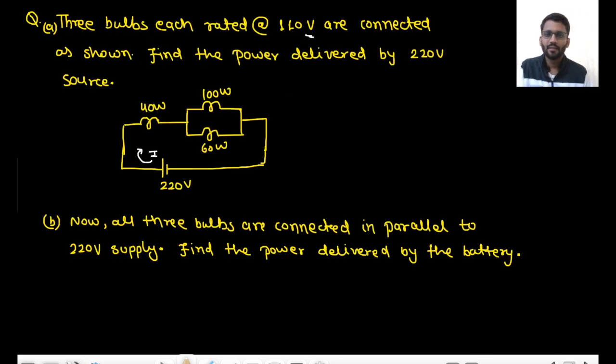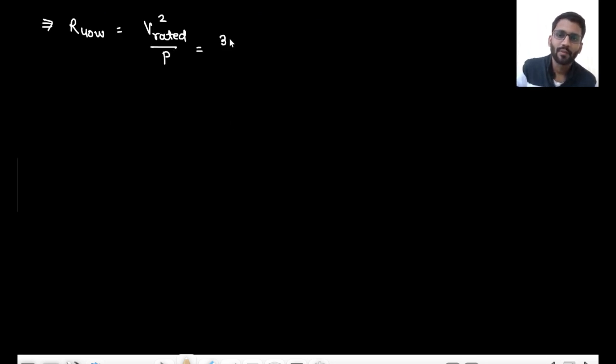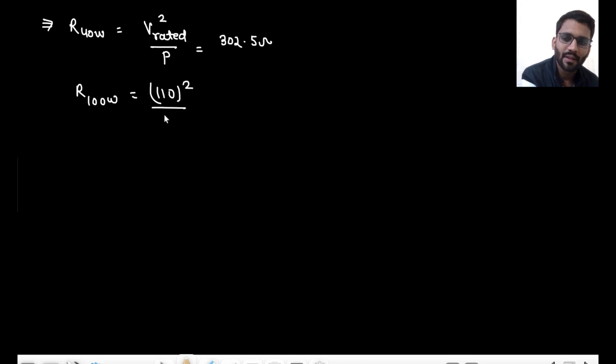What is my V rated? That is 1110 whole square by P. What is my P? That is 40 watt. So it would be 302.5. Similarly, my resistance for 100 watt would be 1110 whole square by 100, right? Voltage square by 100. So it would be 121 ohm, I guess. 121 ohm, right?